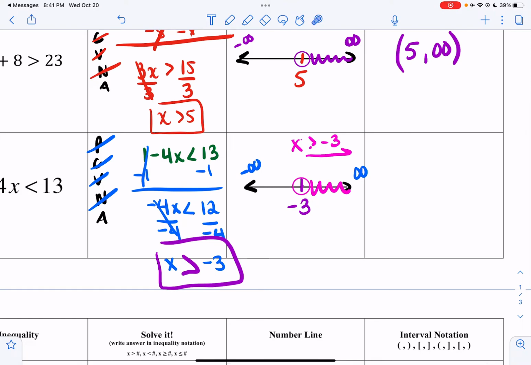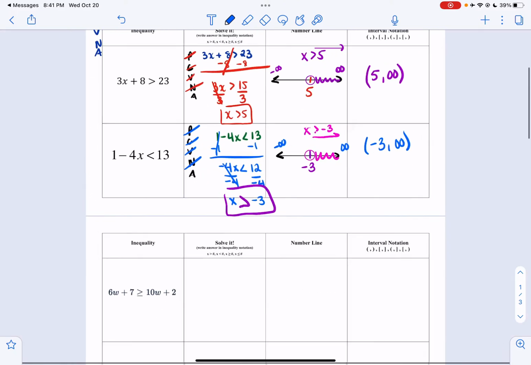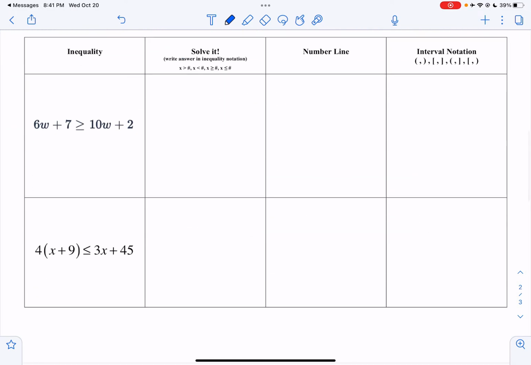If you look, I'm starting with negative 3. And that's an open circle, so a parenthesis, and now I'm ending with infinity. And we know infinity always ends with a parenthesis, just like negative infinity.